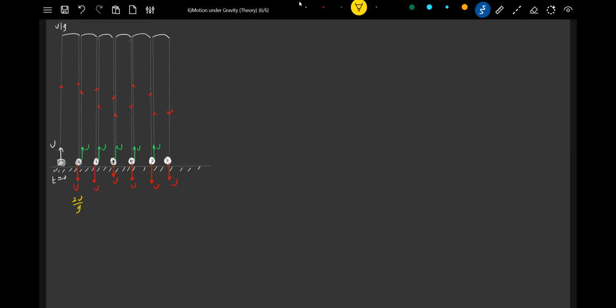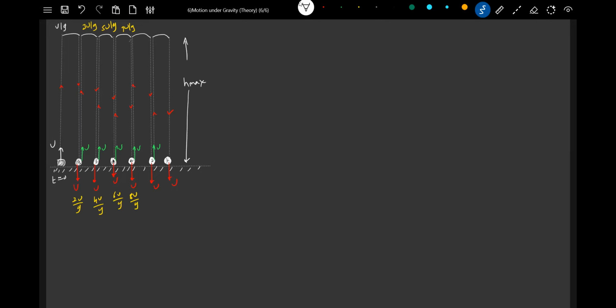So again, after what time will it be here? 3u by g. Here it will be 4u by g, 5u by g, 6u by g. Like this we can continue. Again, it will be 7u by g. This will be enough. So like this, the time of ascent, you have to add u by g. So for the ball to move from the ground and ascend to the maximum height takes u by g. Okay, this is the maximum height, H max.